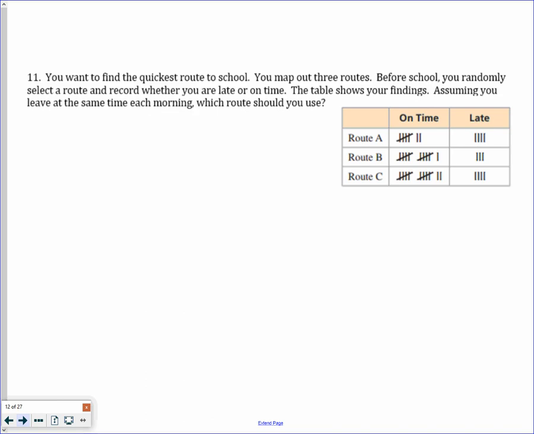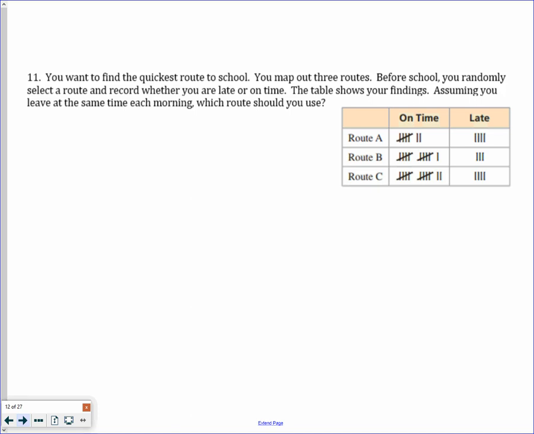You want to find the quickest route to school. You map out the 3 routes before school and you randomly select a route and record whether or not you are late or on time. The table shows the findings. Assume you leave at the same time each morning. Which route should you use?